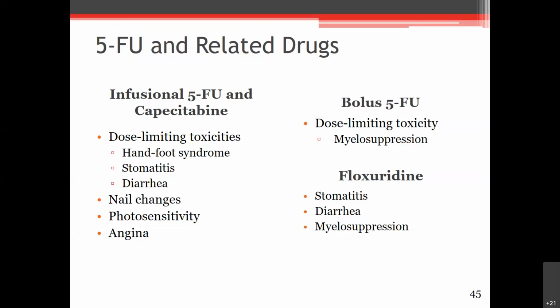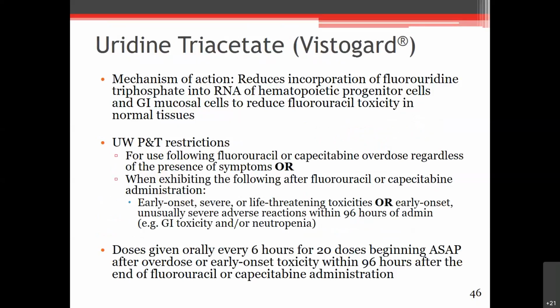And then we have floxuridine, so you're going to see similar toxicities with stomatitis, diarrhea, and myelosuppression. There is an antidote to be aware of that is called uridine triacetate. So this drug is used to decrease the toxicity to our blood cells as well as the GI mucosal cells and reduce fluorouracil toxicity in normal tissues. There are restrictions for this medication through P&T.